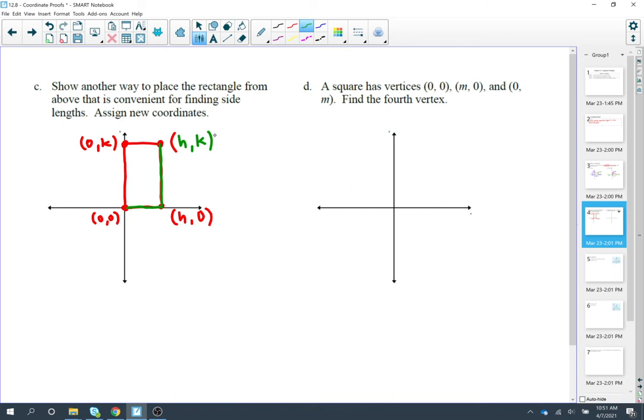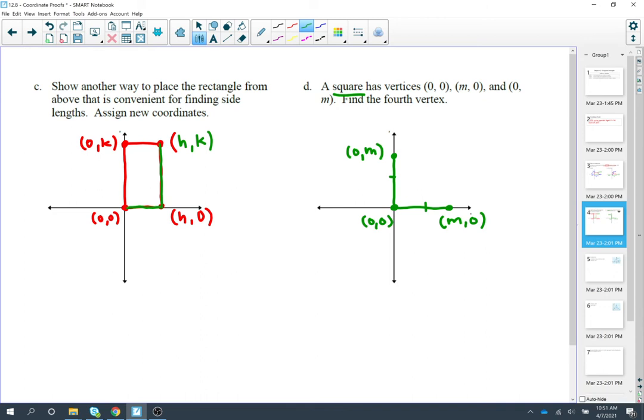Letter D, a square has vertices at 0, 0, m, 0, and 0, m. The m, 0 is just telling me that it's somewhere on the x-axis. This is 0, 0. This is m, 0. I don't know how far m is, I just know it's out m long. And 0, m. Again, I don't know how long m is, but I do know that m over here and m over here are going to be congruent, especially because I know that this is a square.